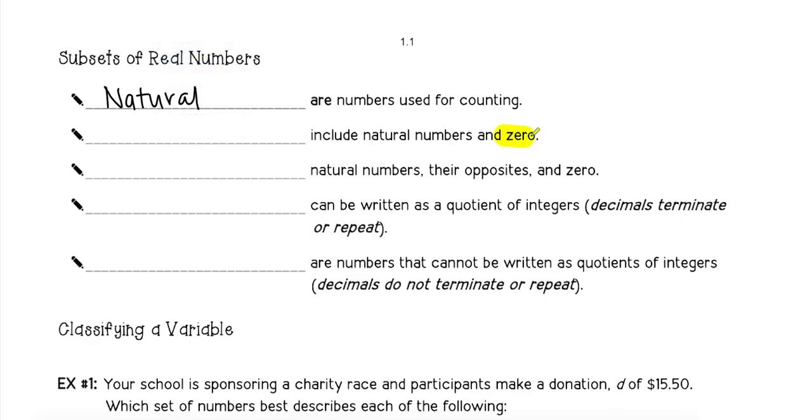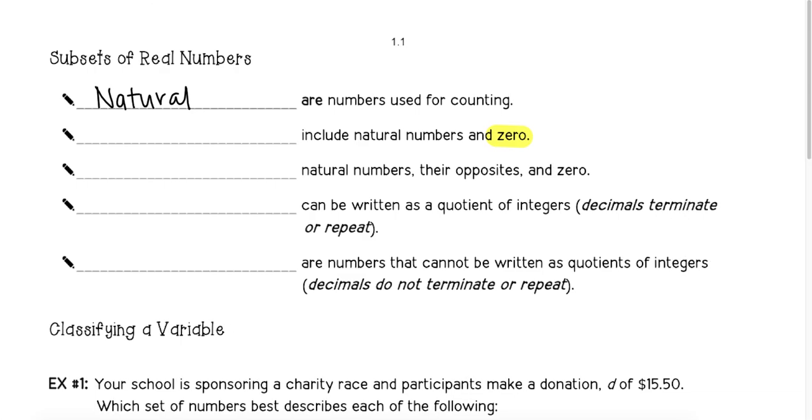Next one, they're natural numbers and include 0. Keyword includes 0. So if it includes 0 in their naturals, those are called whole numbers. Okay, next one is natural numbers, their opposites, and zero. In other words, this is the number line. So the number line is integers.